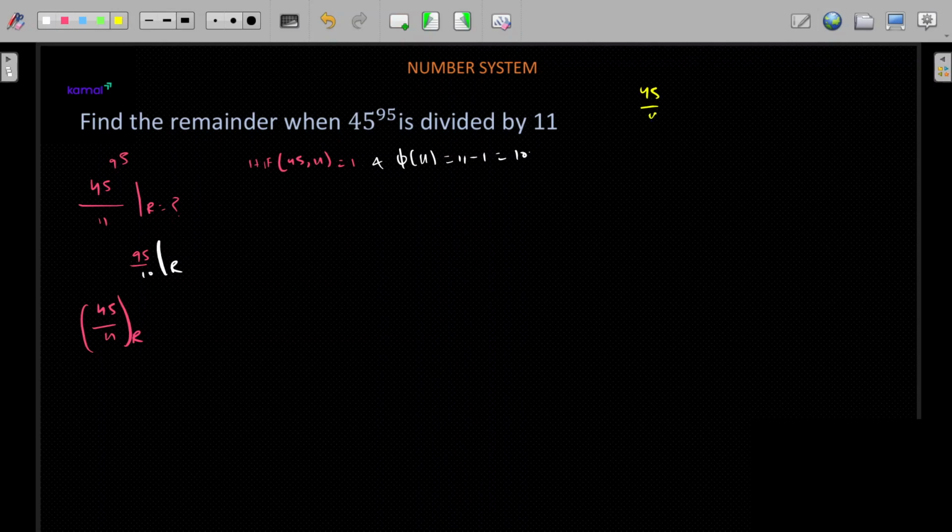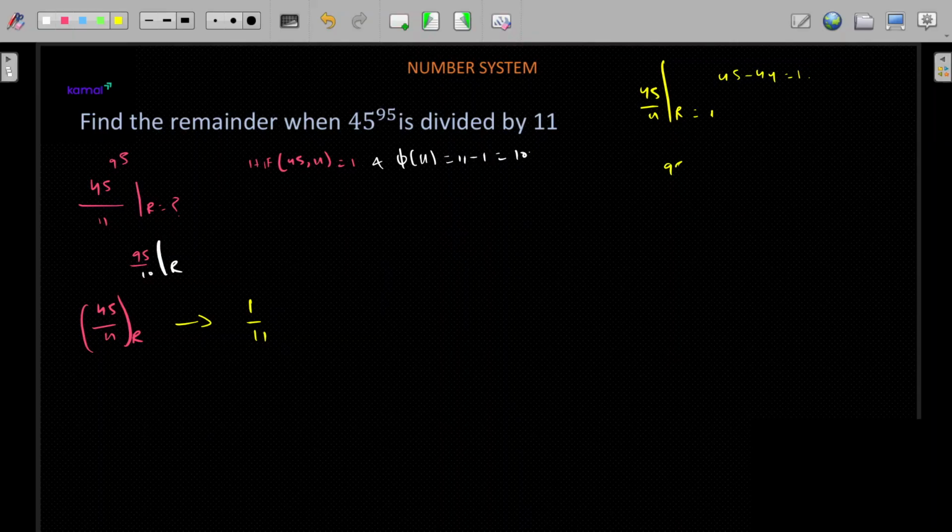So 45 by 11, what will be my remainder? The highest multiple of 11 which is less than 45 is 44. So 45 minus 44 is 1, so my remainder is 1. Once the remainder is 1, it will become 1 by 11. It doesn't matter what the power is, it is definitely going to be 1.